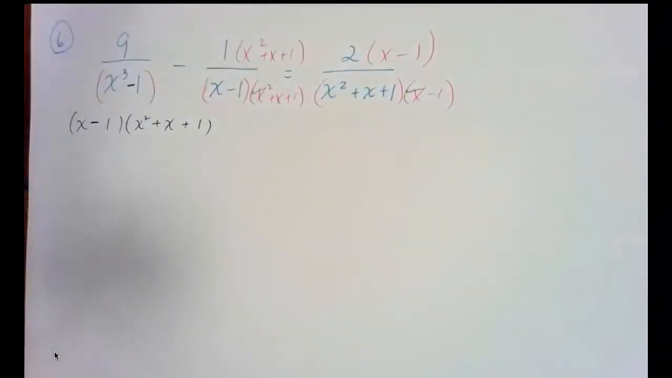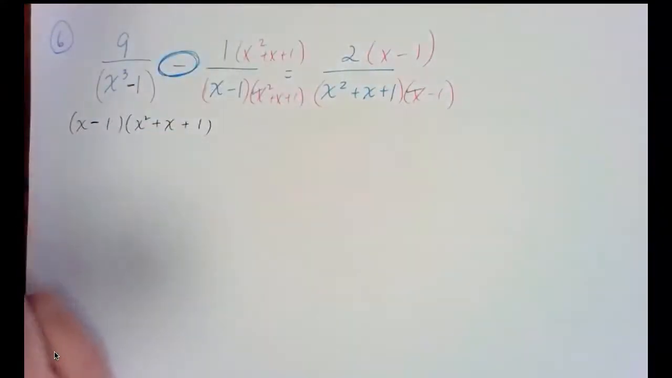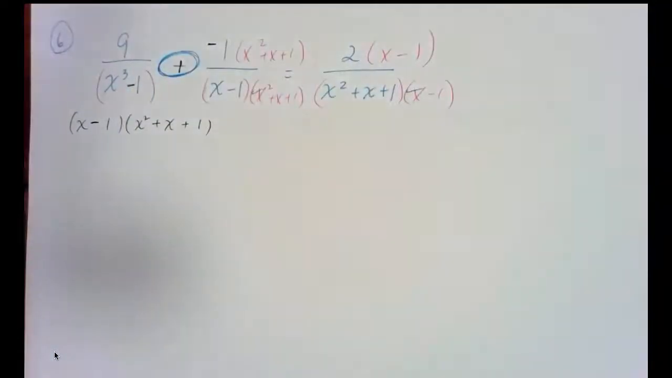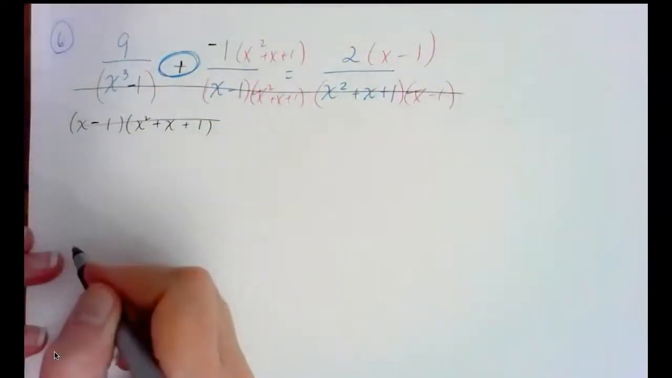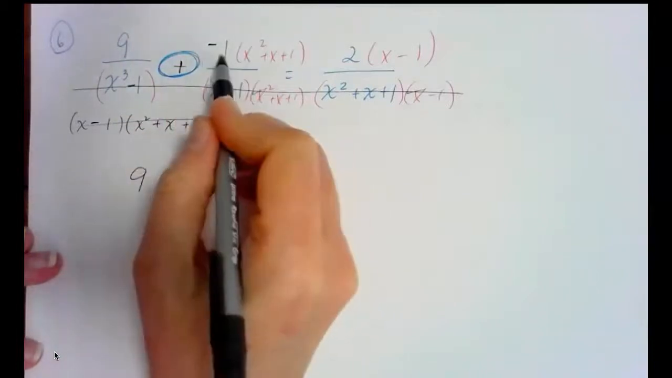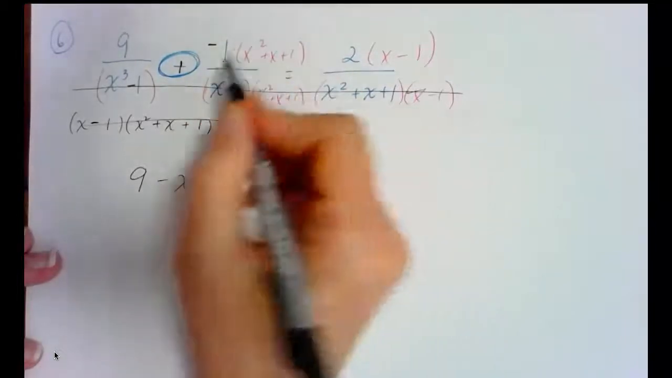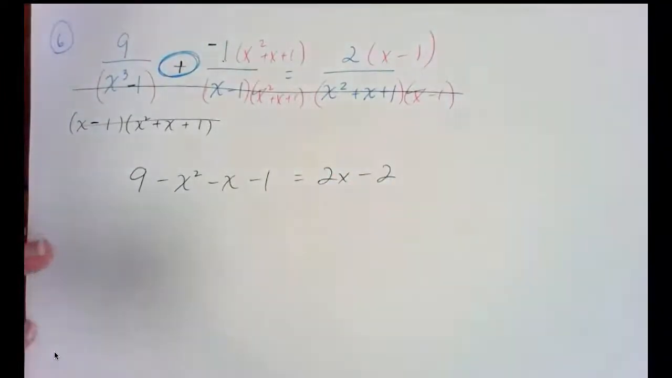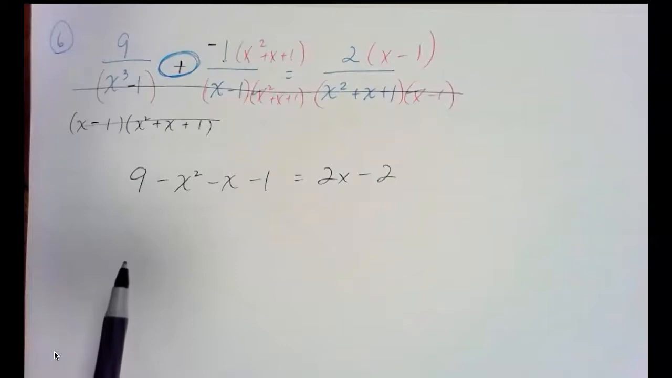Now, we've talked about in class the importance of remembering that minus sign. I would urge you to just change this to plus -1 so that negative gets distributed right out the gate. Once again, we've established our common denominator all the way across, therefore we're done with it. So 9 and then -1 times x squared, negative x squared, -1 times x, negative x, -1 times 1, -1 equals 2x minus 2. This is a quadratic equation. Let's first of all get the x squared on the other side, make it positive, set it equal to 0, and solve.